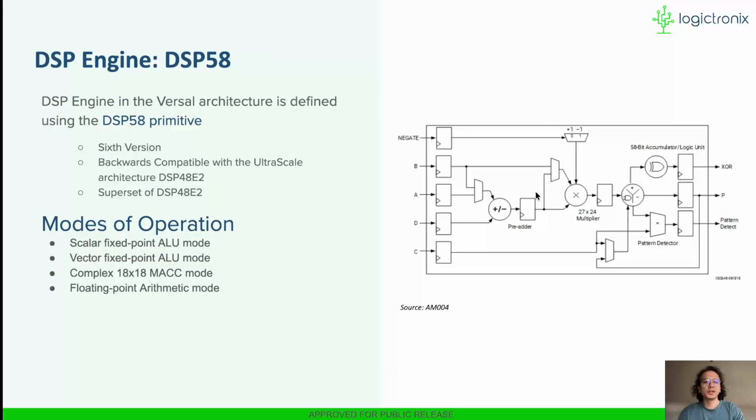The DSP engine is the newer architecture, DSP58, which is shown at a high level block diagram here. This is the 6th version from AMD, and it is also backwards compatible with the DSP48E2. So any of the applications implemented in the DSP48E2 can be migrated easily to the DSP58 architecture. It can be considered a superset. It has 4 modes of operation: scalar fixed unit, vector fixed unit, complex 18 by 18 MAC mode, and a floating point arithmetic mode. So native floating point operations are also supported.